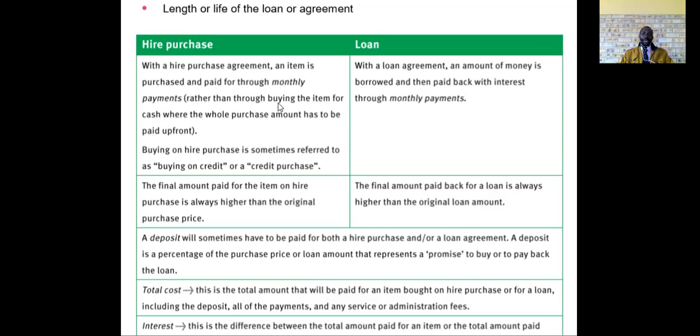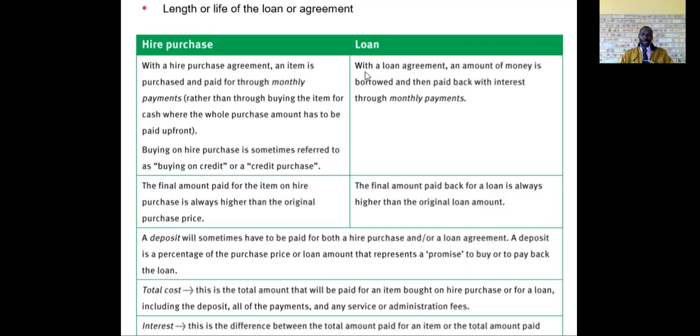Now, this is rather than through the buying of the item for cash where the whole purchase amount has to be paid upfront. You see, that's the difference. With cash payment, you have to pay everything at once. But now with hire purchase, well, you take the item and you pay for it later. Sounds like really a good deal, only when the interest becomes much. Buying on hire purchase is sometimes referred to as buying on credit or credit purchase. You see that?